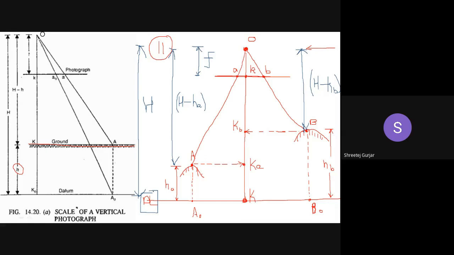Can you let me know in chat whether you have understood how to draw this diagram? The second case, how to draw it for the second case, that is ground is not level. Is it clear? I hope it is clear. If you have any doubt, please let me know. Very good, very good. Moving on into the derivation.